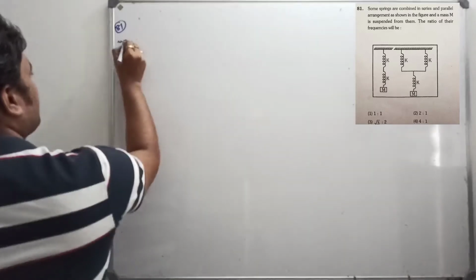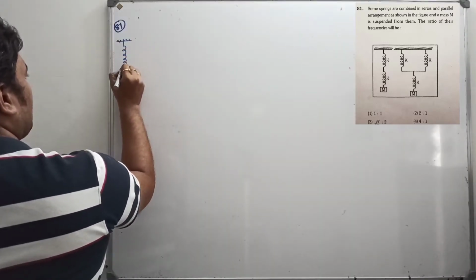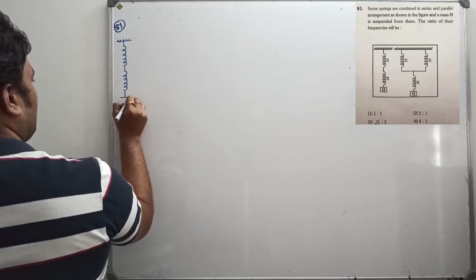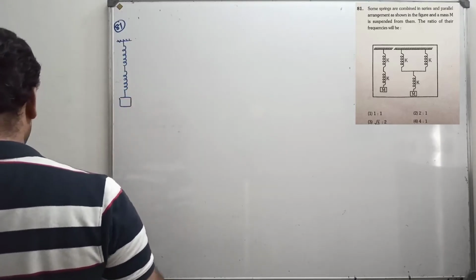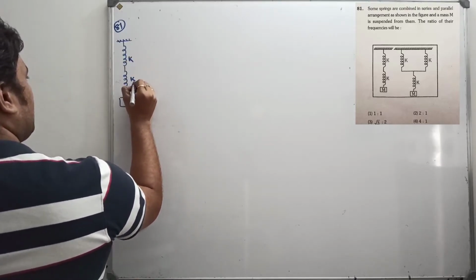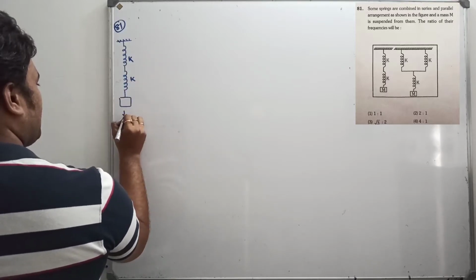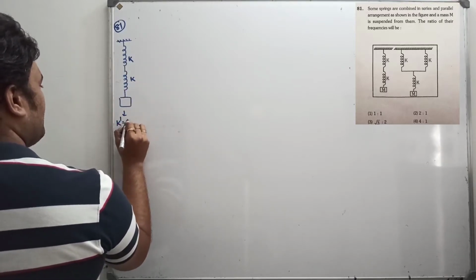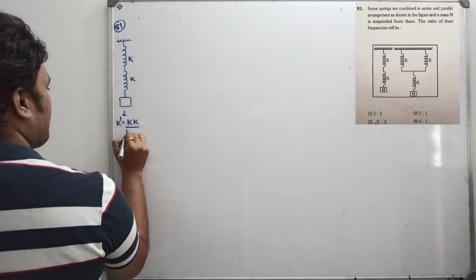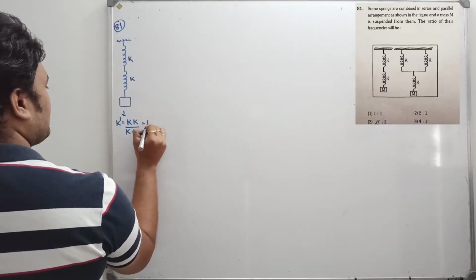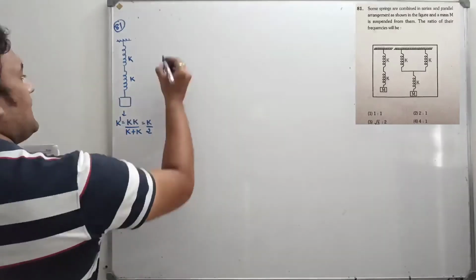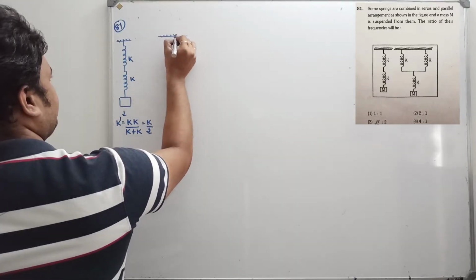Some springs are in combination. Here the combination is series connection. Okay, and the spring constant is same. So for this we work: k dash is equal to k into k divided by k plus k. So this one is k by 2, right? And another combination is given.